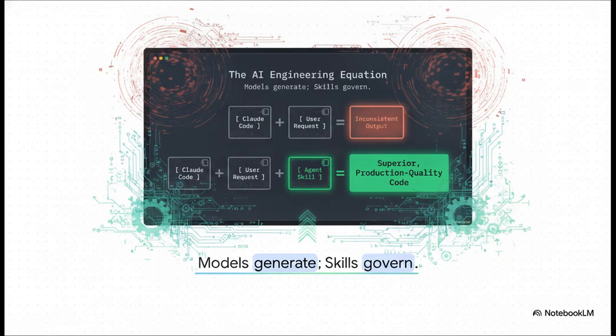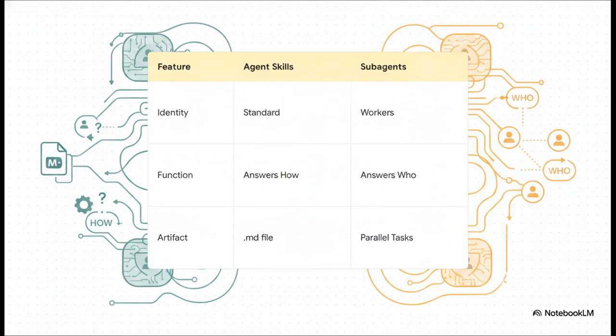That agent skill is the absolute missing ingredient. It proves our core thesis. Models generate, but skills govern. Let me say that again because it's important. Models generate, skills govern. Now, to scale this up to a massive test suite, we have to introduce subagents and compare them to our agent skills.